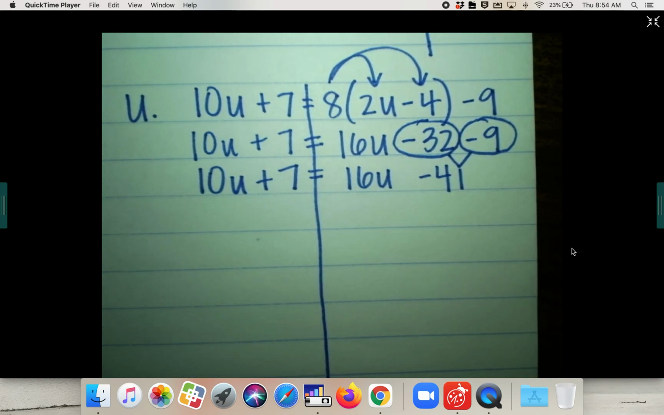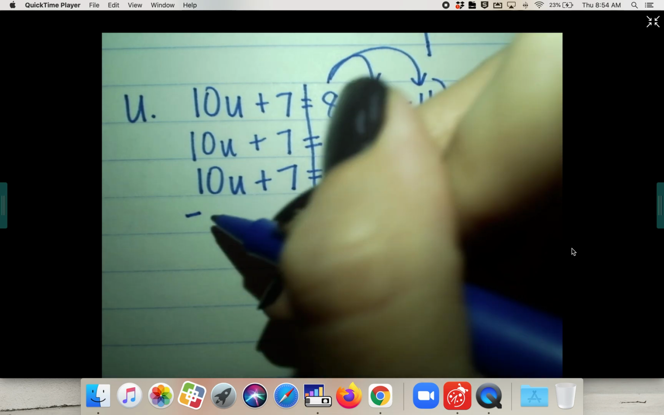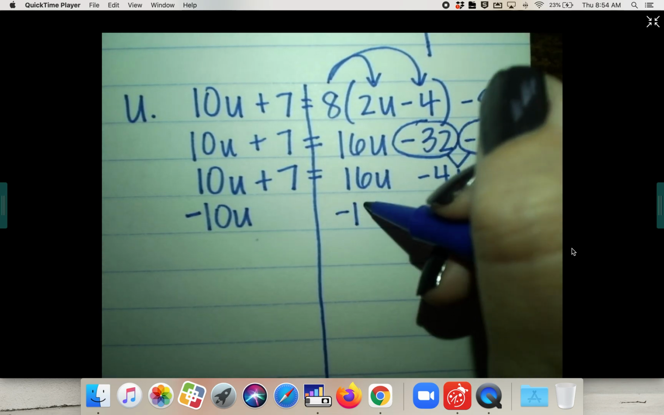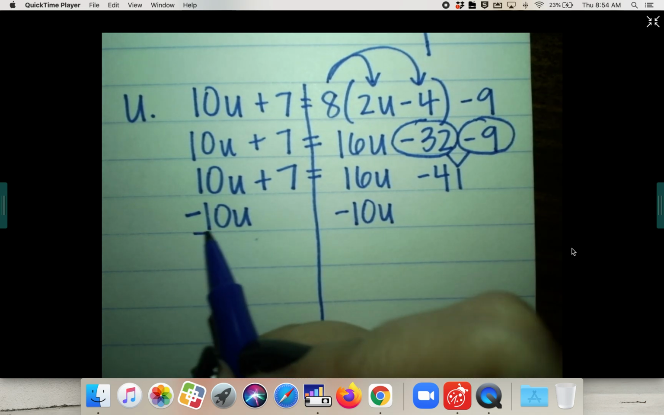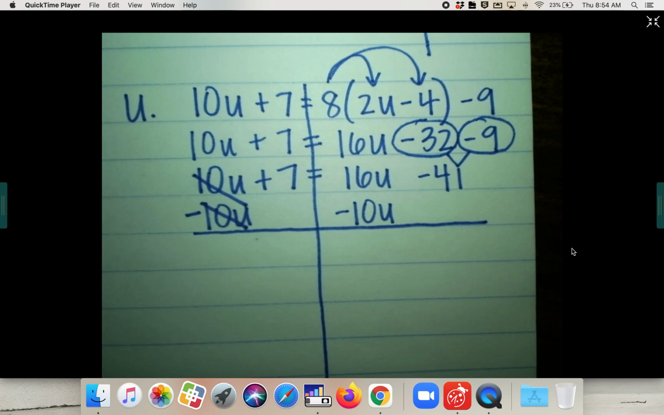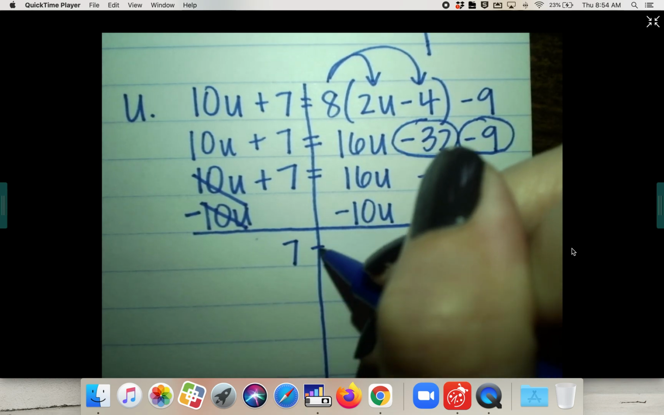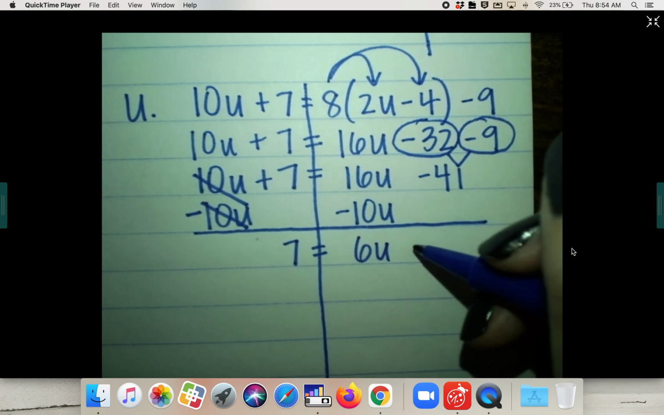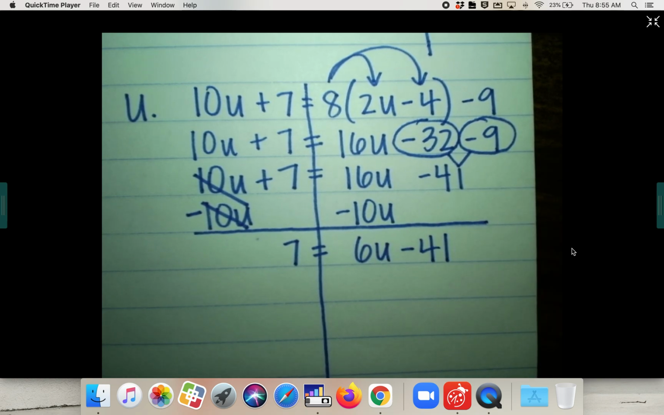Next step is move a variable. 10U. We can either move the 10U or the 16U. Our class is saying let's move the 10U by subtracting it. Minus 10U. Ty is saying it's 3. Let's see if he's right. 16U minus 10U is 6U. Bring down your minus 41.